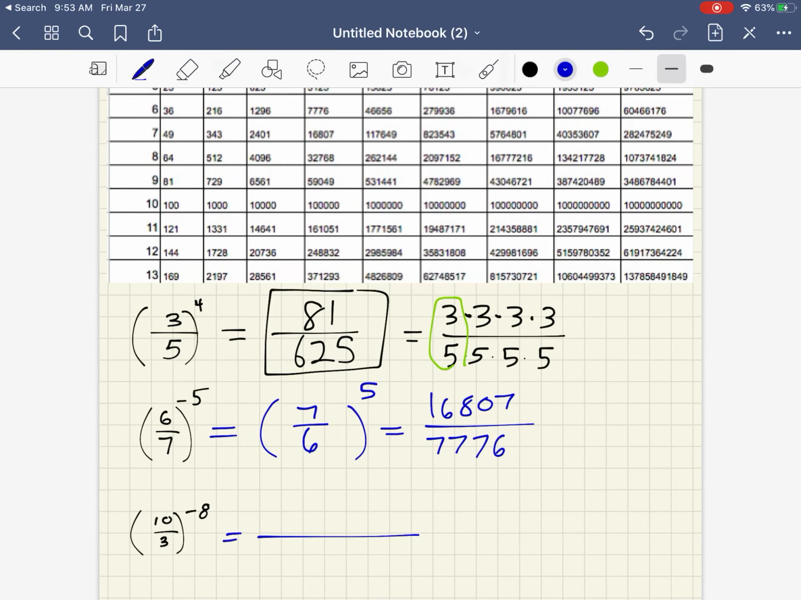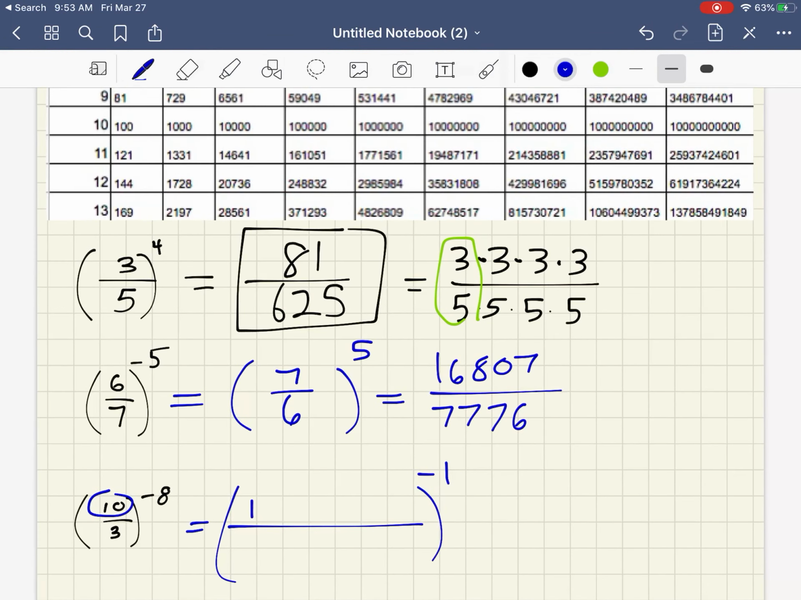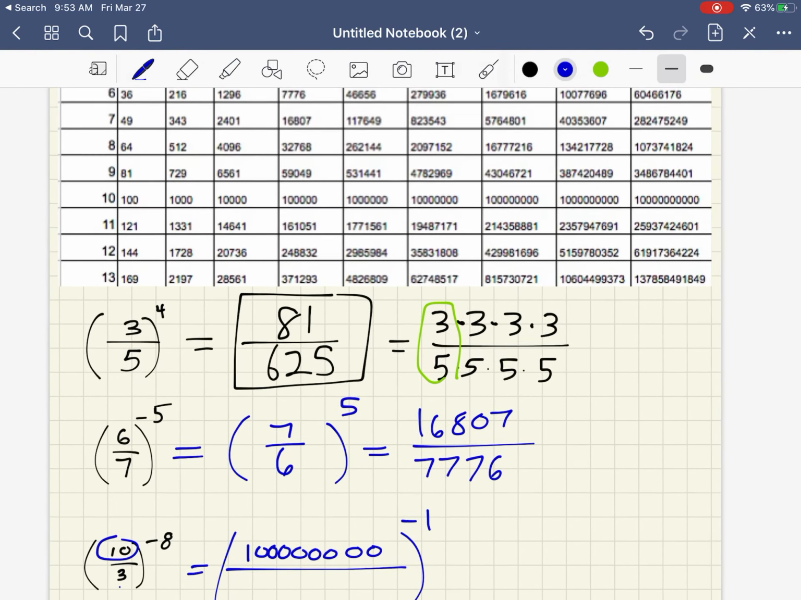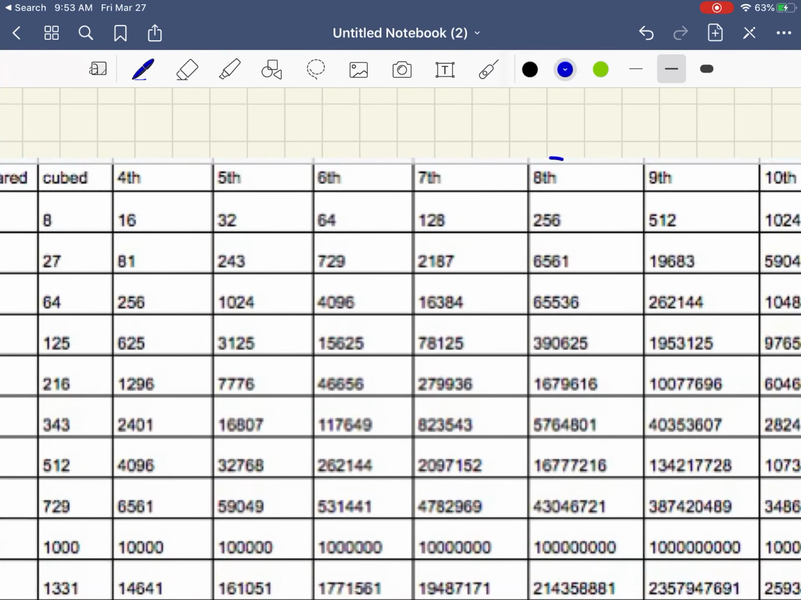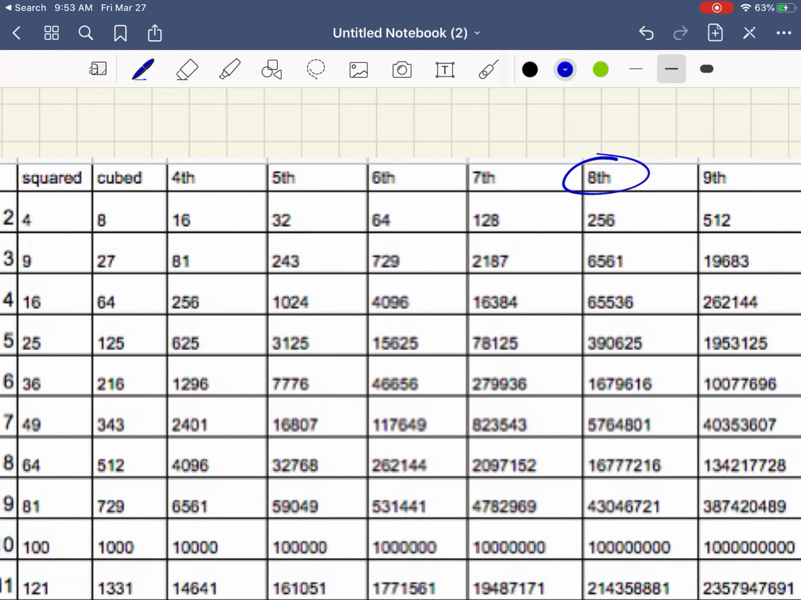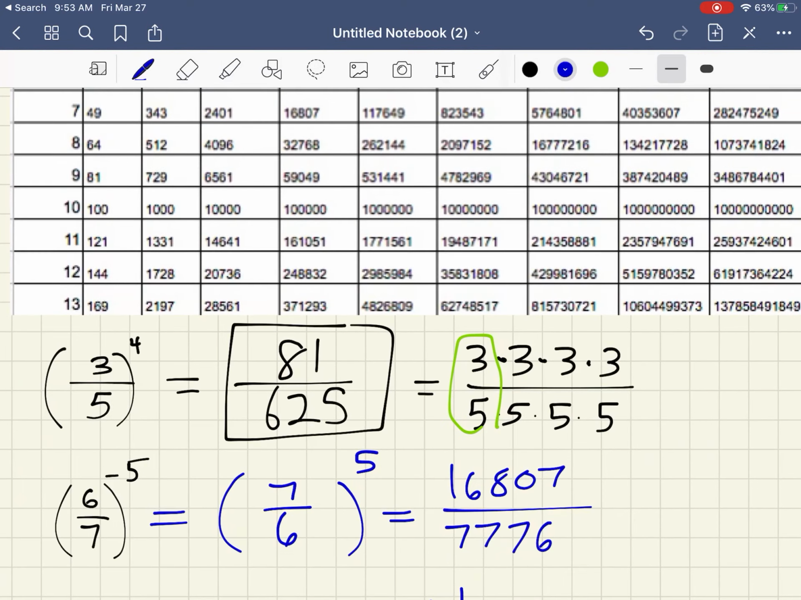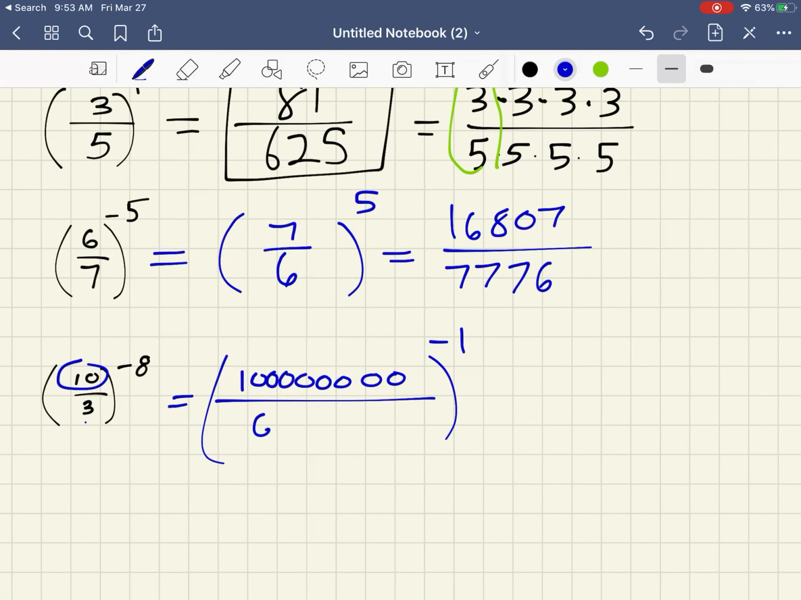I'm going to do this one in the opposite way. I'm going to first raise everything to the 8th power. So 10 to the 8th. Again, that's just a 1 with 8 zeros. And then 3 to the 8th. I'm going to look at the table for that one. 3 to the 8th. Here's the 8th. Here's the 3 column. 6,561.